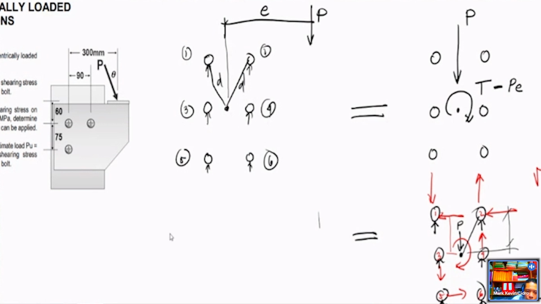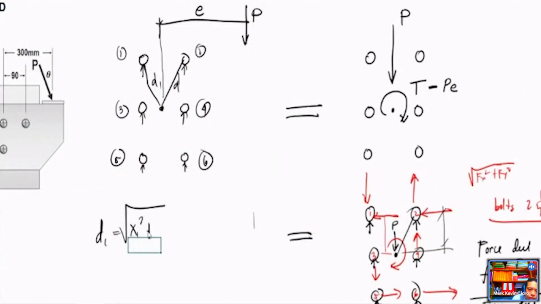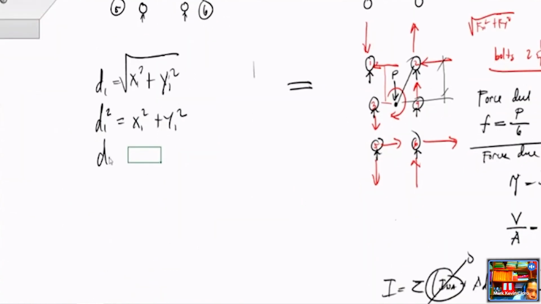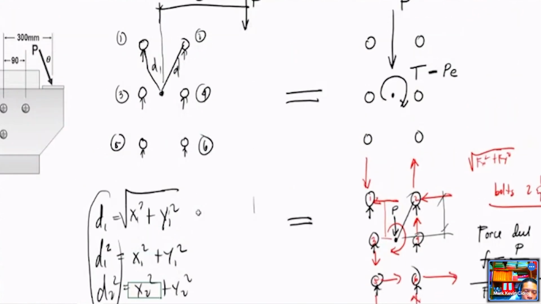How do we determine this d? For d1, that is the square root of x1 squared plus y1 squared. Or if you are solving for d1 squared, that's just x1 squared plus y1 squared. So for d2 squared, this is just x2 squared plus y2 squared. So what you are summing up are the squares of the x and y components of the distances from the centroid.